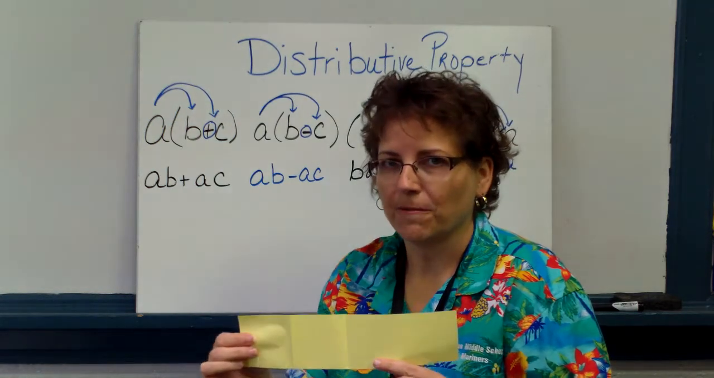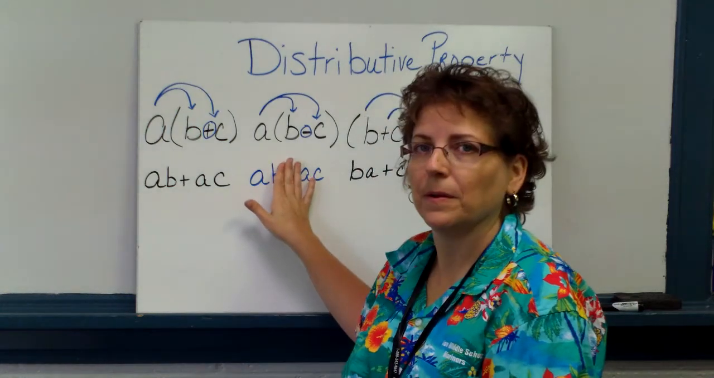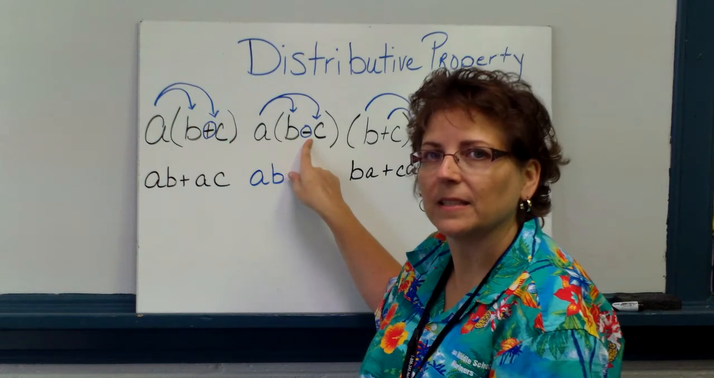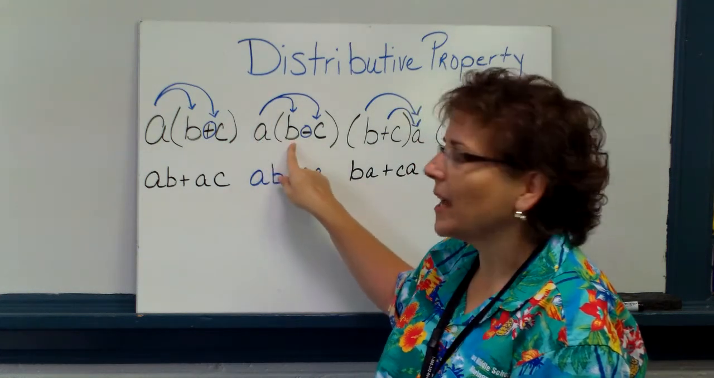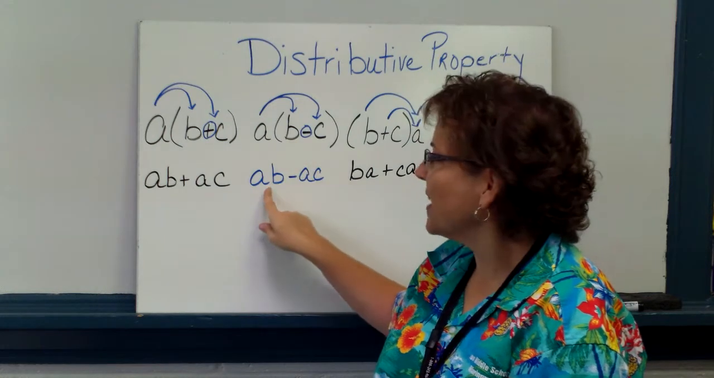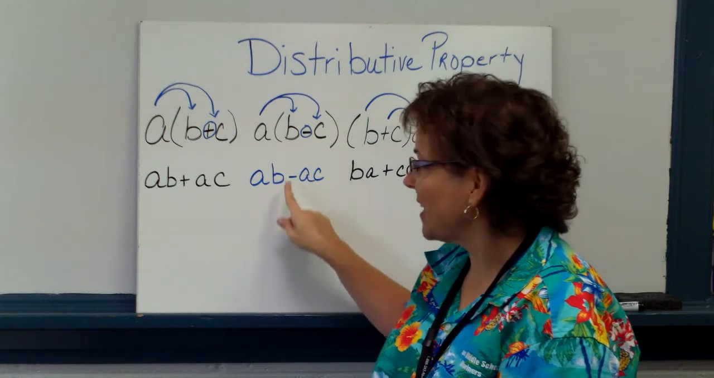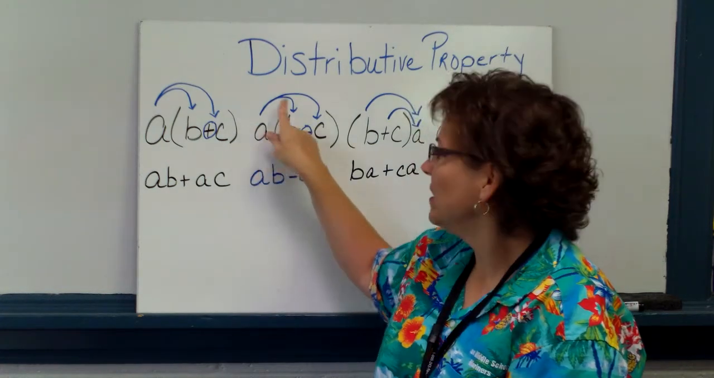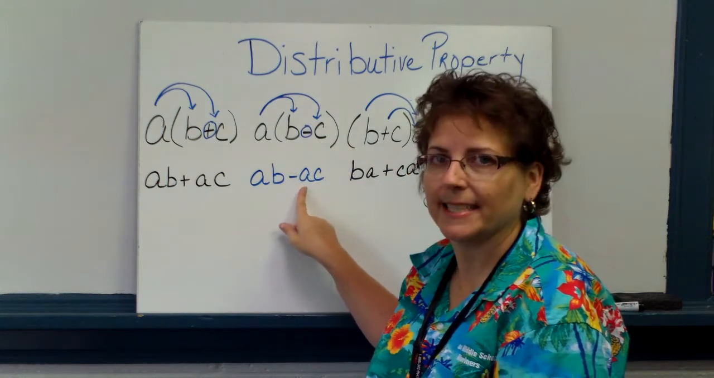When you open up your foldable, in this second section, you're going to put this example. It looks the same, but now we have a minus sign in the parentheses. So we do the same process. A is going to be times B first, and that gives us AB. We have a minus sign here, so that has to come down for a minus here. Then we have A distributed and times the C, which is AC.